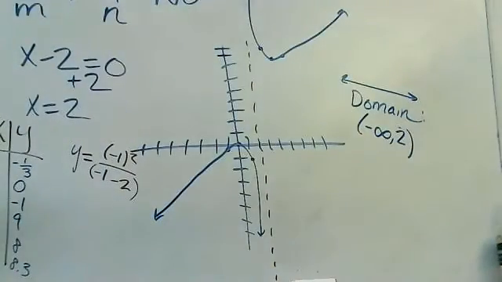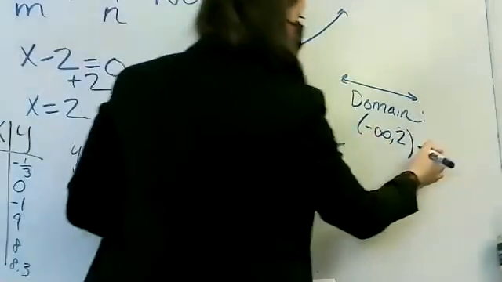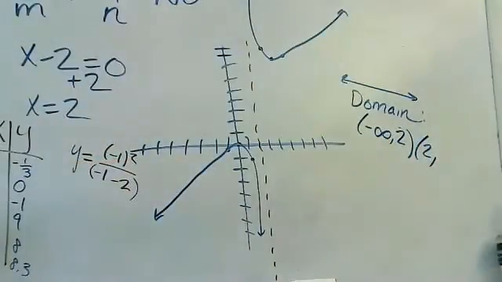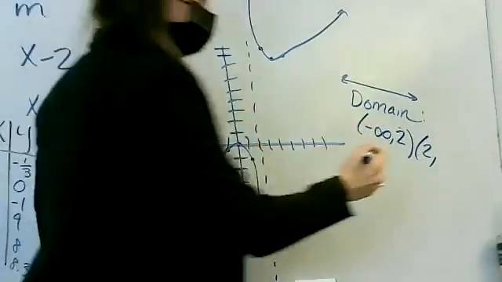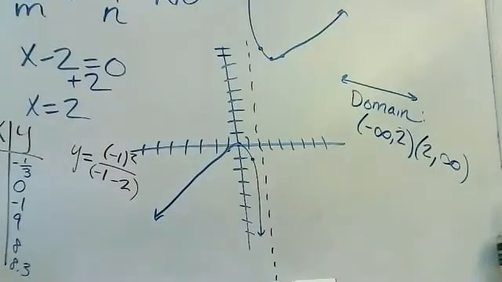Am I finished or do I have more? More, right? I'm going to start back up at 2, because 2 is where I left off. After 2, I can start back up again and go to positive infinity. And again, I'm not going to have you do range on this one, so I don't want to confuse you.